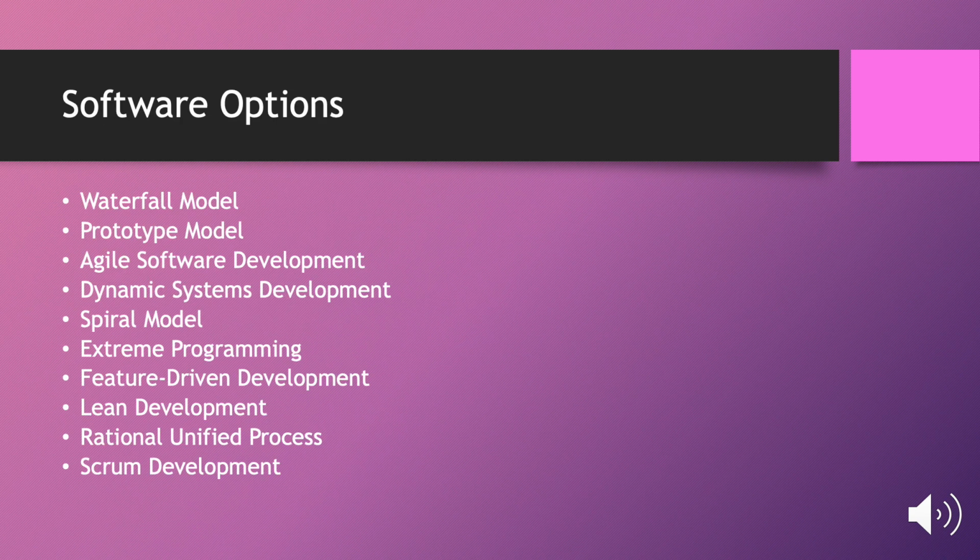Software options. There are different software development options available to the organization: waterfall model, prototype model, agile, spiral, extreme programming, feature-driven development, lean development, rational unified process, and Scrum development. Some good aspects of the waterfall model are that it is easy to use and understand, testing is done after finishing every stage, and each stage has in-depth documentation.